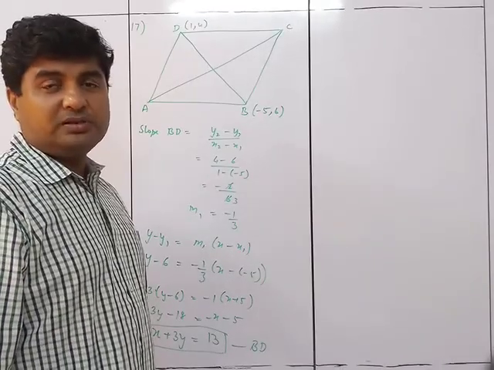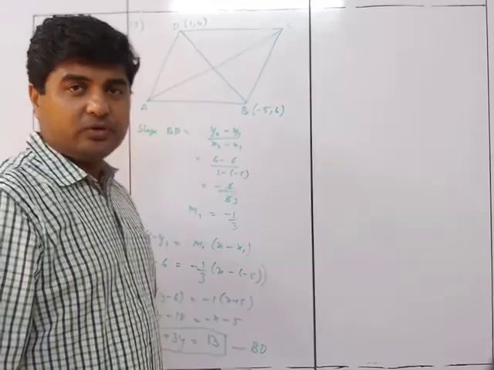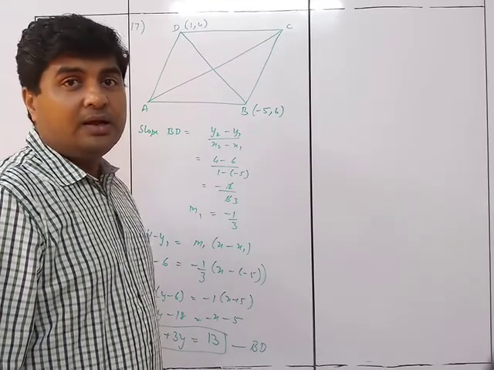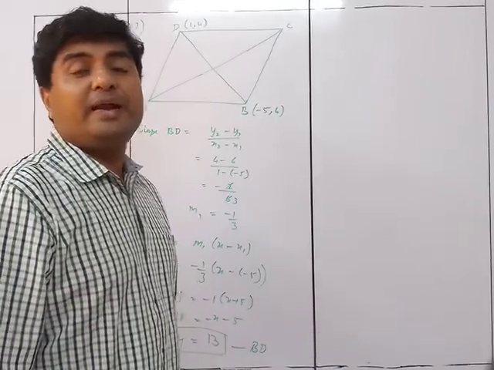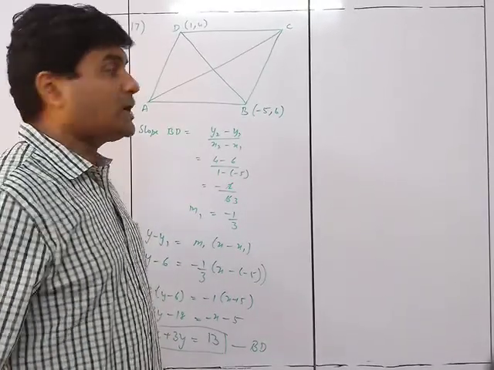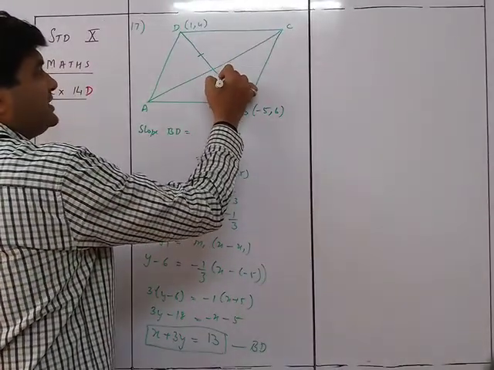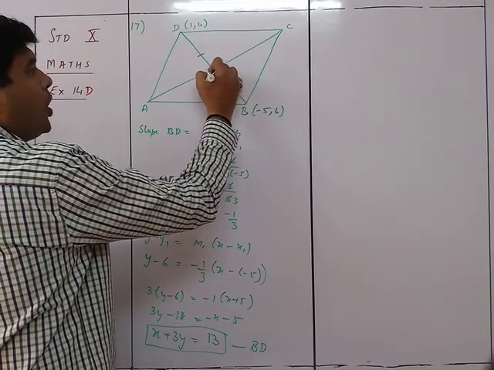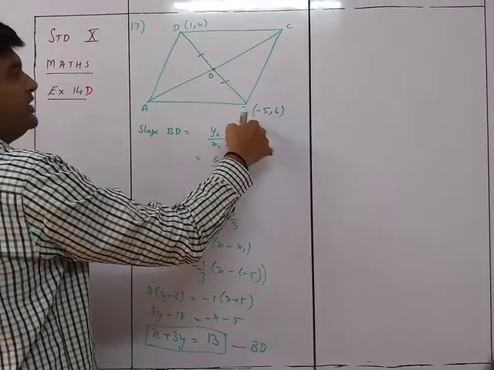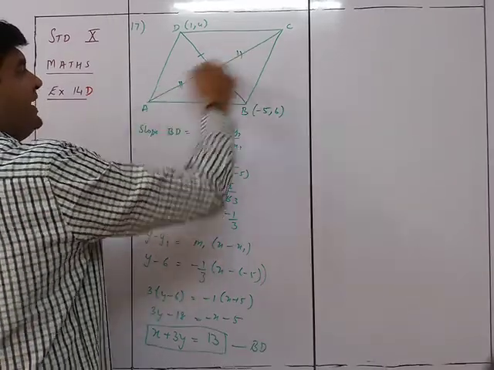What are the properties of a rhombus? All sides equal. Everybody knows that. What is the other thing about the diagonals? The diagonals are perpendicular bisectors of each other. What does that mean? This and this are equal. This means this O over here will be the midpoint of this and also the midpoint of AC.